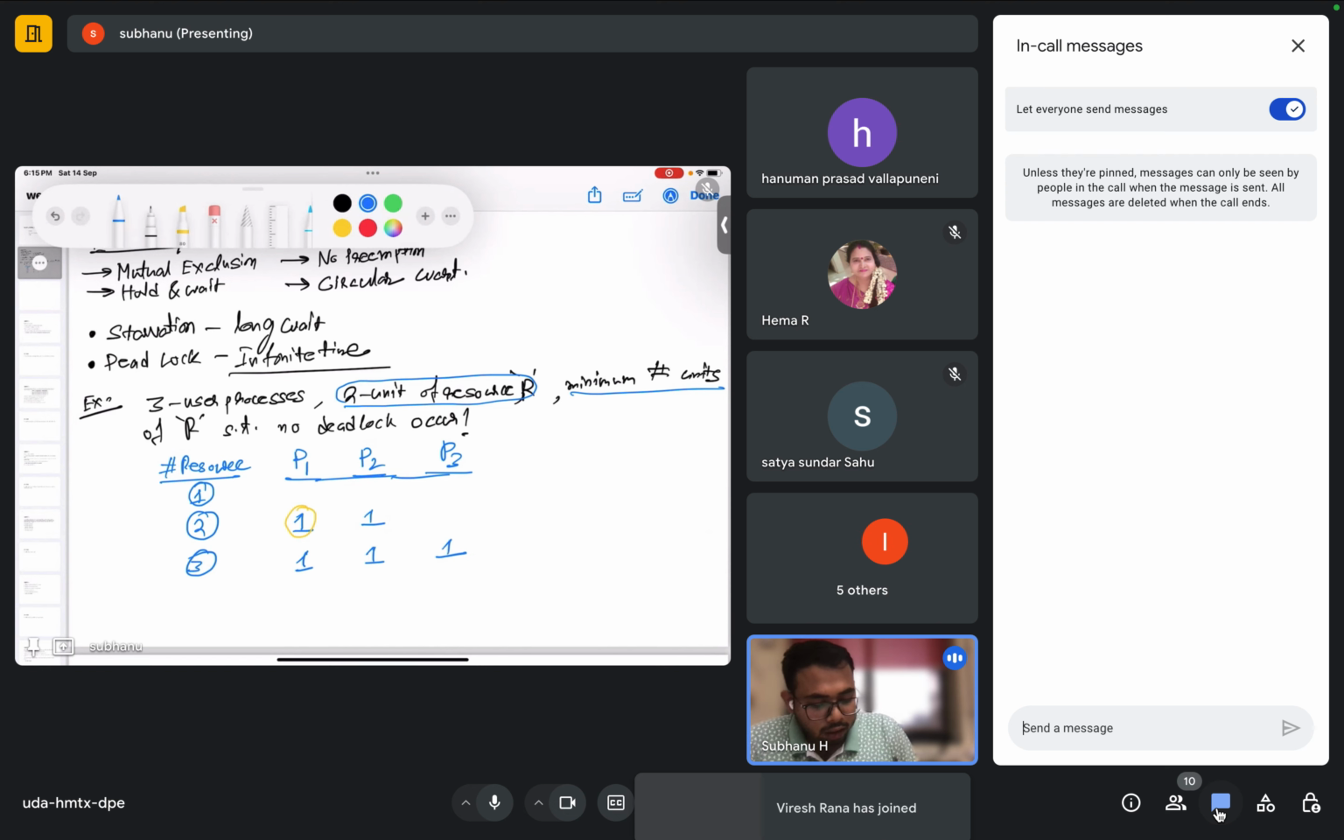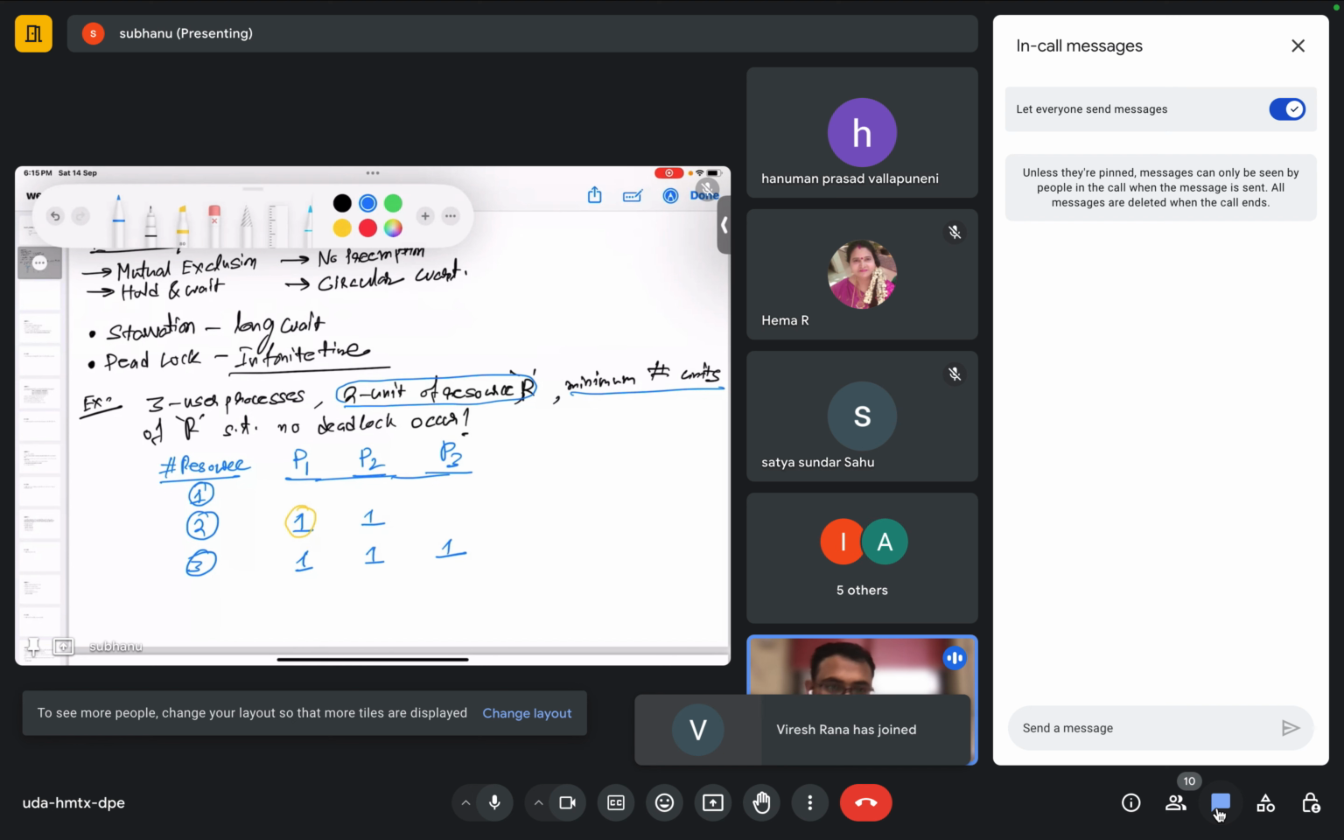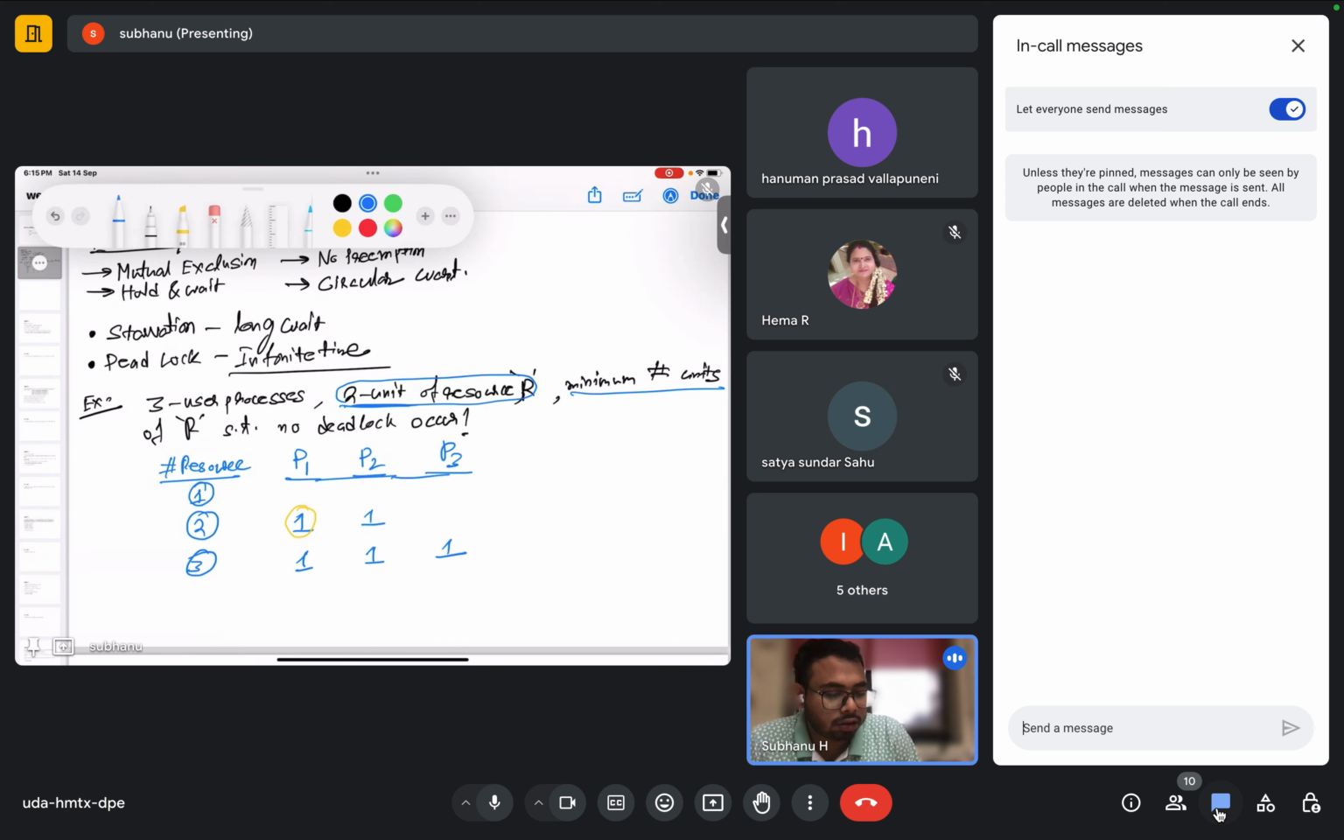Now you altogether have three resources, but to finish at least one process, you need two units of resources. So this is also a deadlock. This cannot be done. If you have four resources, then at least one of them you can allocate two resources, and it will finish, then it will release the resources, and then the others can execute. So at least four resources are required to execute these three user processes.